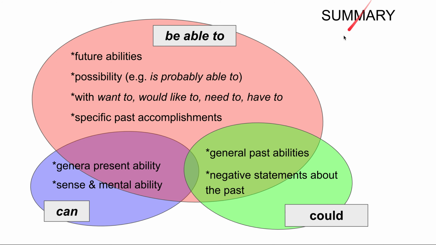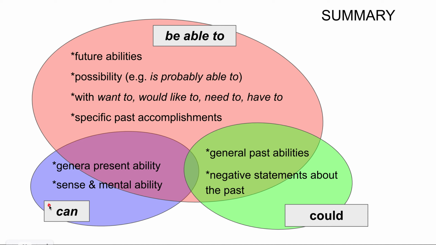So, just to quickly summarize: use be able to for future abilities. For possibilities, such as is probably able to. We can use be able to with want to, would like to, need to, have to: want to be able to, would like to be able to, need to be able to, have to be able to. And for specific past accomplishments. Example: he was able to solve the general theory of relativity.